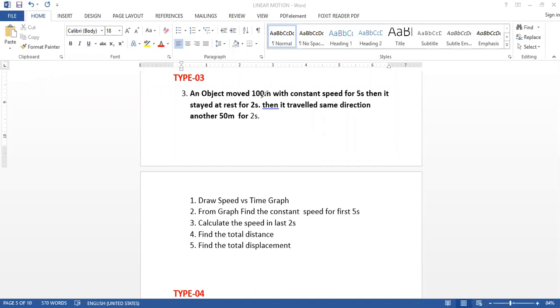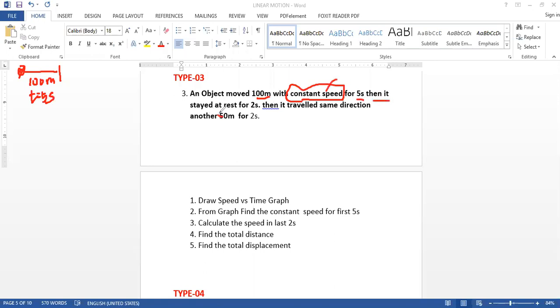So an object is moving 100 meter with constant speed. So I am drawing here, an object is moving 100 meter. And when it's 100 meter, the time taken for that is 5 seconds. If you find this kind of question tough, you just write everything on the answer sheet that I have drawn now. 100 meter, time 5 seconds. Then what type of motion? Constant speed, for 5 seconds. Speed, not velocity.